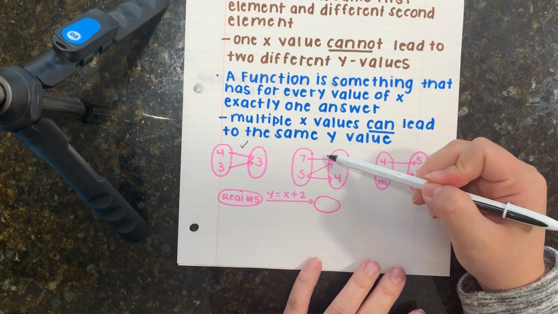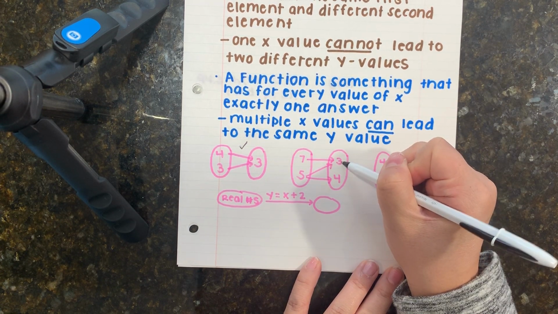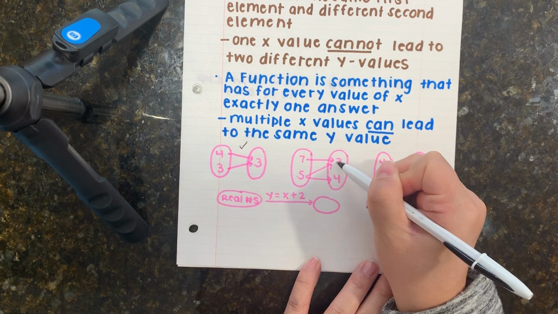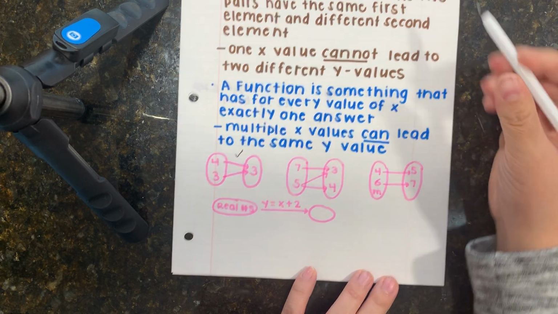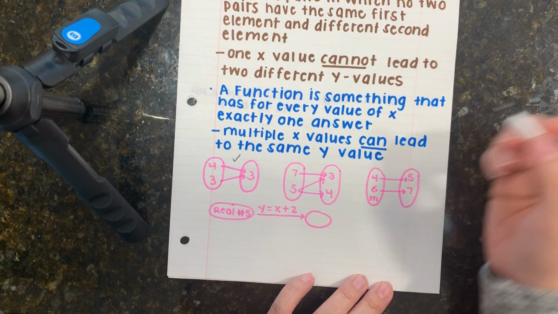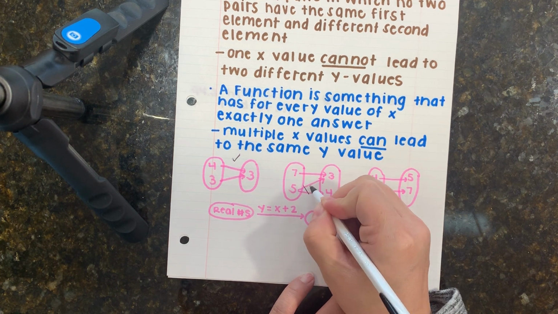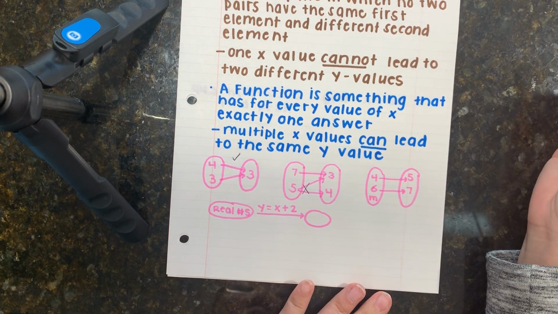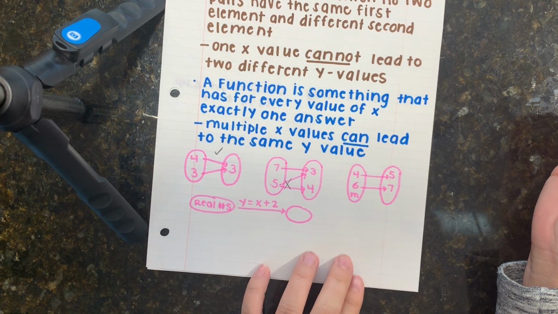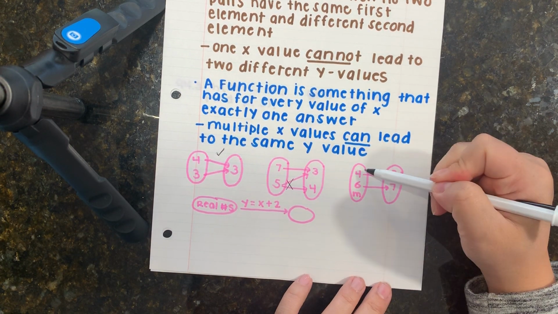But then if I look at this one right here, I have an x value that leads to a y value, and then I have this x value that leads to two different y values. Now remember from this definition that one x value cannot lead to two different y values. So because this one x value is leading to two different y values, this is not going to be a function.